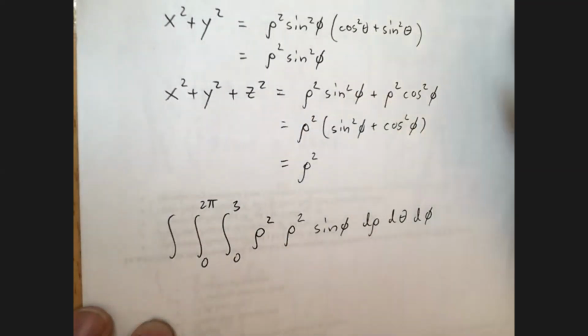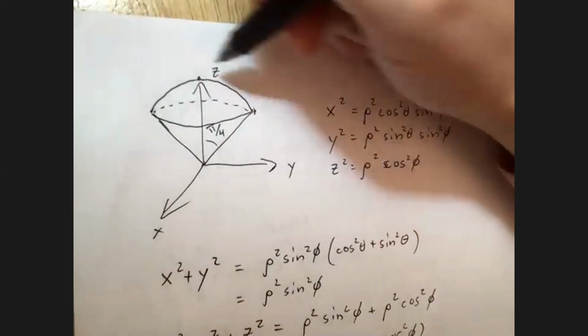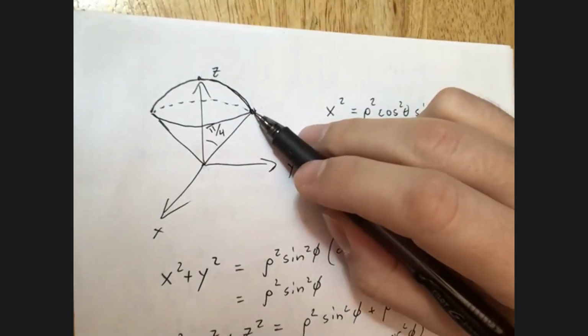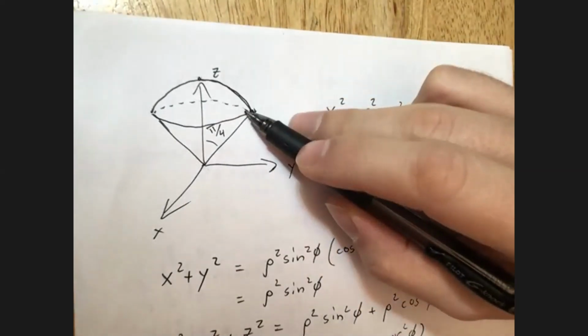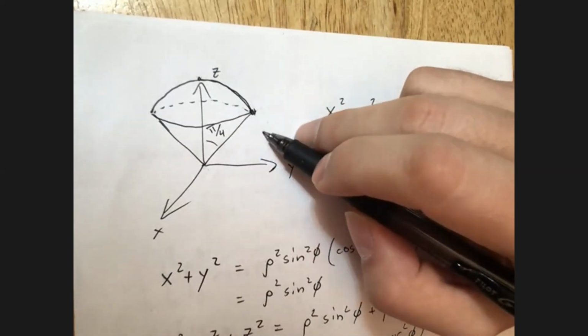What does phi do? Well, phi starts us up here and then brings us all the way down till we get to the cone. How much of an angle is that? Well, it's pi over 4. So phi goes from 0 to pi over 4.